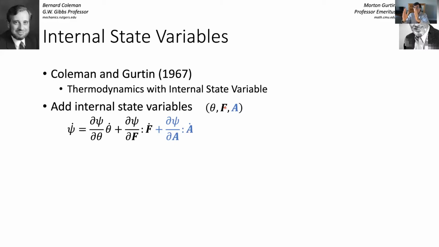But the dashpot deformation is an internal variable. So you introduce an internal variable. Here I called it A because this is not limited to the dashpot. I'm just illustrating internal variable theory using the spring and dashpot.